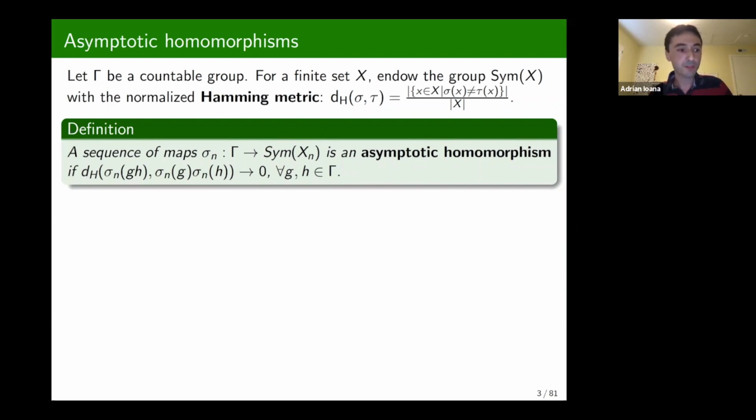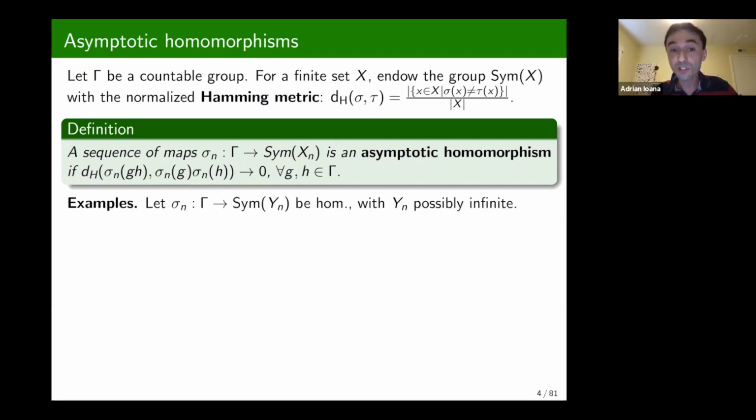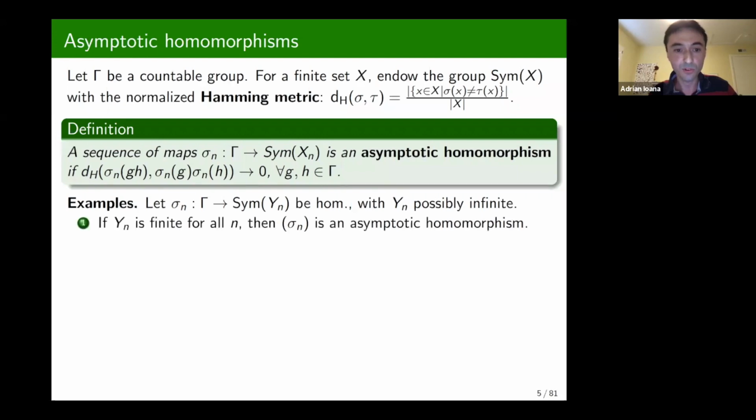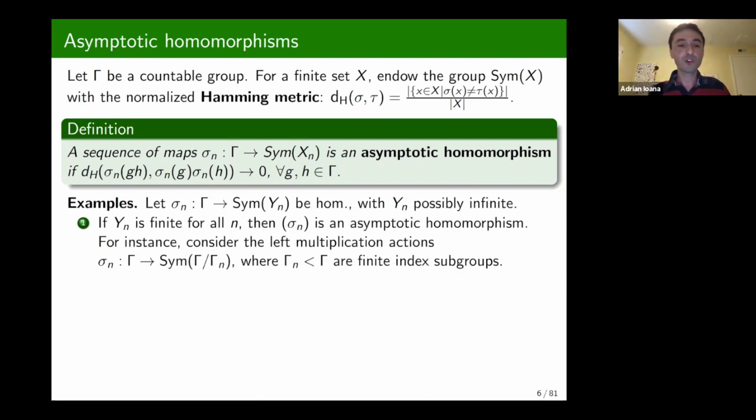All right, so perhaps before I define what a Sophic approximation is, let me give you some examples of asymptotic homomorphisms and how these arise. So let me take a sequence of homomorphisms to symmetric groups, but now symmetric groups of sets Yn that are possibly infinite. And you'll see why I'm taking them possibly infinite. So first, if all the Yn are finite, then obviously this is a sequence of homomorphisms. So in particular, it's a sequence of asymptotic homomorphisms. For instance, and this describes all such homomorphisms that are transitive, you can consider left multiplication actions of gamma on coset spaces gamma mod gamma n for some finite index subgroups of gamma. And this gives you homomorphisms from gamma to the symmetric group of the coset spaces.